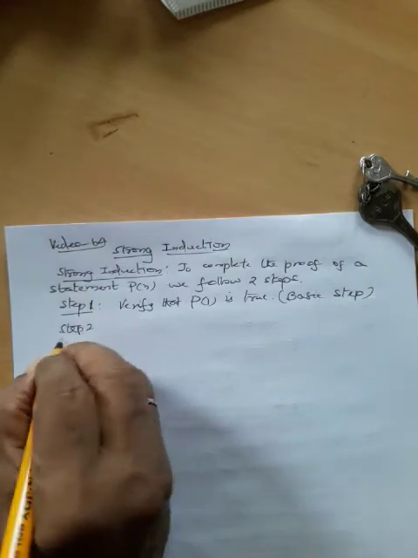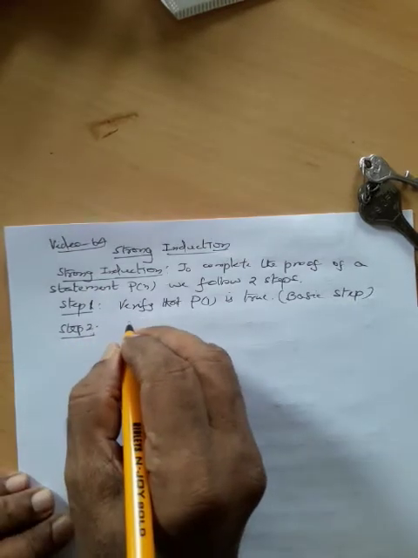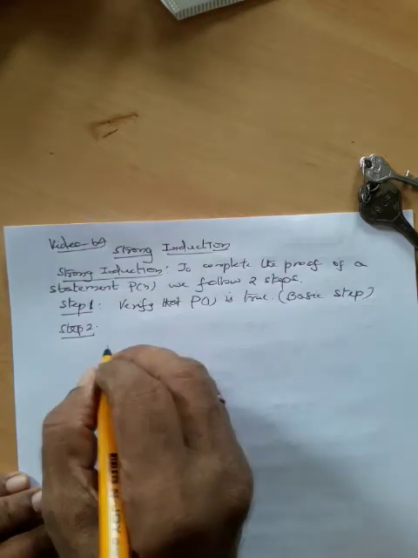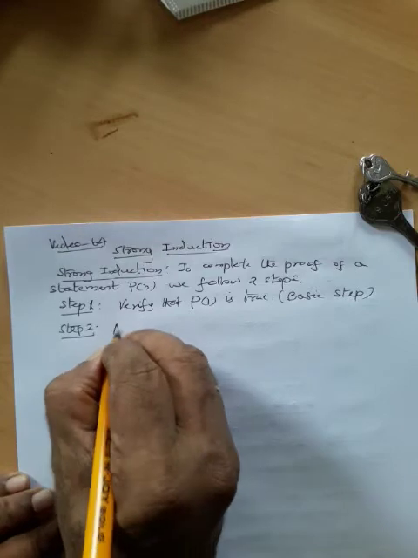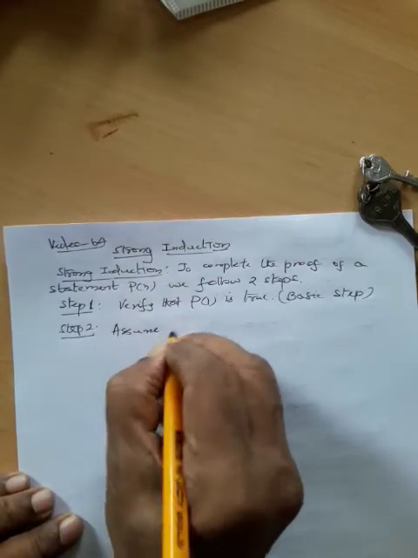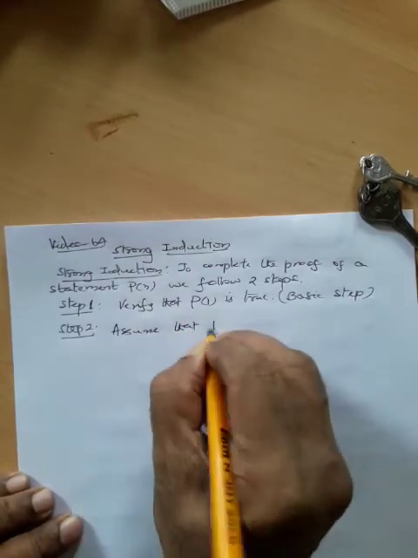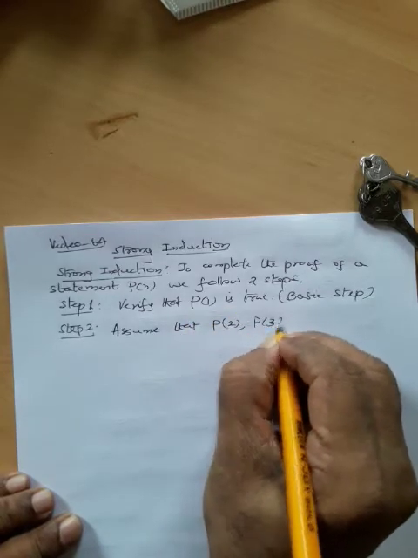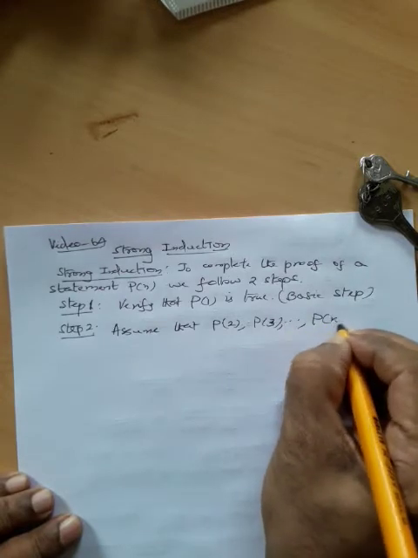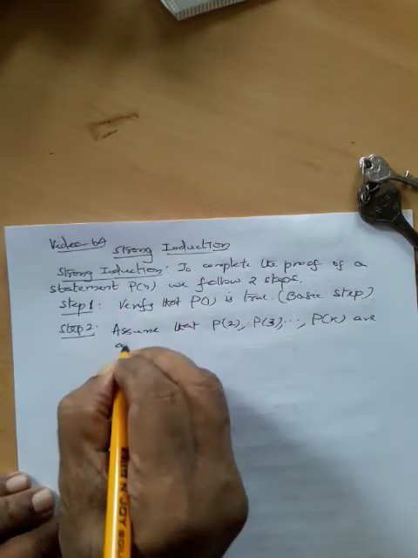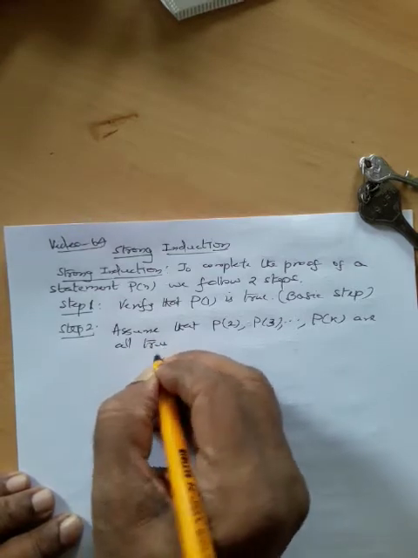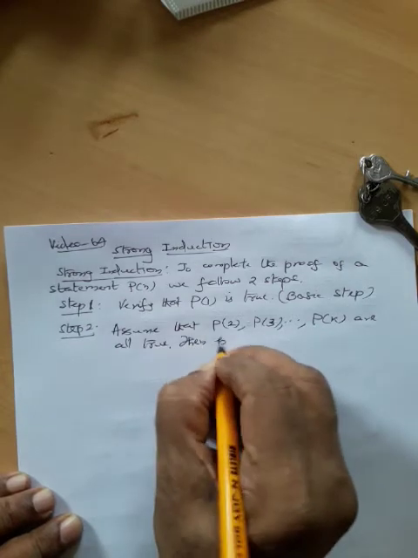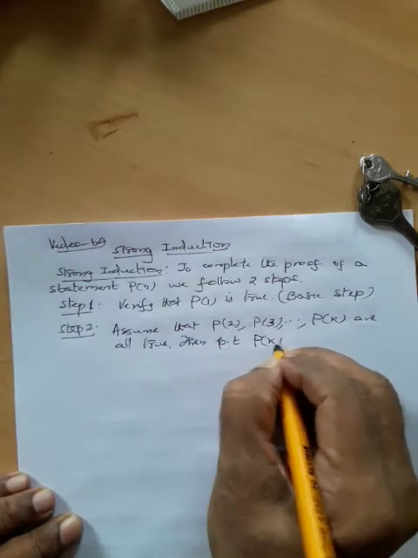Step 2, what is known as the induction step. There we will assume P of k is true and we prove P of k plus 1 is true. Now here, the assumption is that P of 1, which we already proved, P of 2, P of 3 up to P of k are all true. Then we have to prove that P of k plus 1 is true.